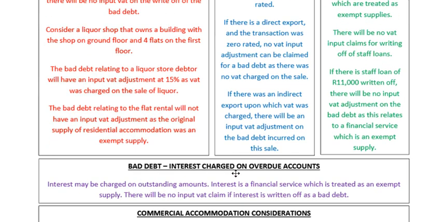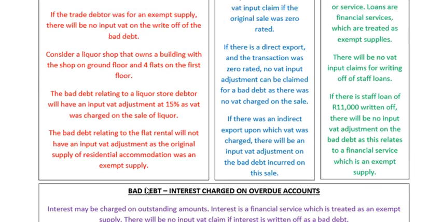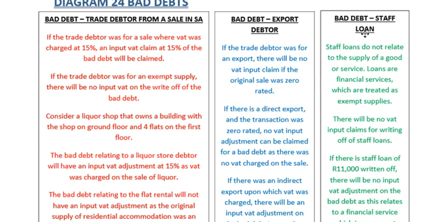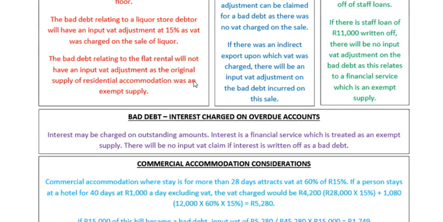Bad debt, interest charged on overdue accounts. When you charge interest, guys, interest is an exempt financial service. You're not going to be able to write it off. Same as a staff loan, provision of a loan, exempt financial service, you don't get to write it off.